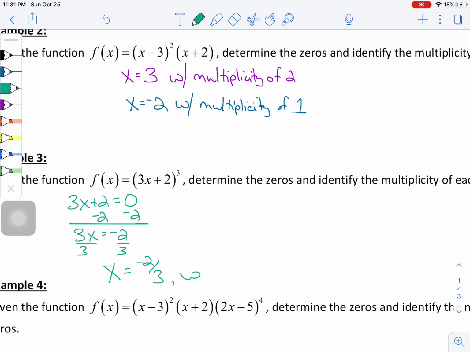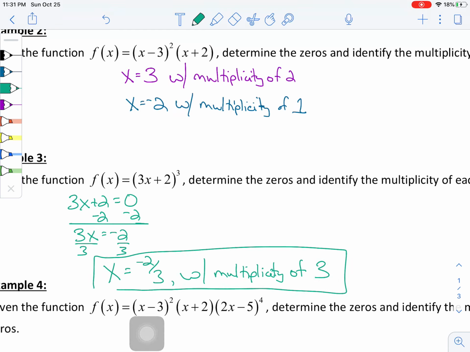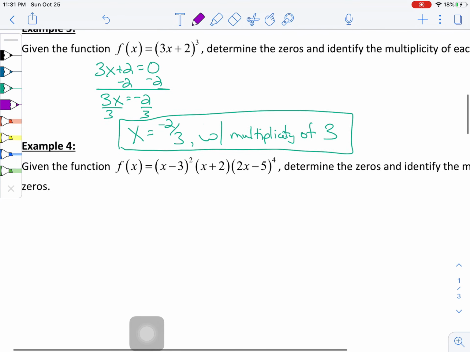Okay, but I also need to talk about the multiplicity. So with multiplicity of, whoa, hold on a second. There we go. So if I look at this function, it has a power of 3, which means this factor would show up 3 times, which means the 0 here has a multiplicity of 3. Okay, and I'll box that one up so you know that one's done. All right, so there's no other factors there, so example 3 is now done. Let's see what example number 4 looks like here.